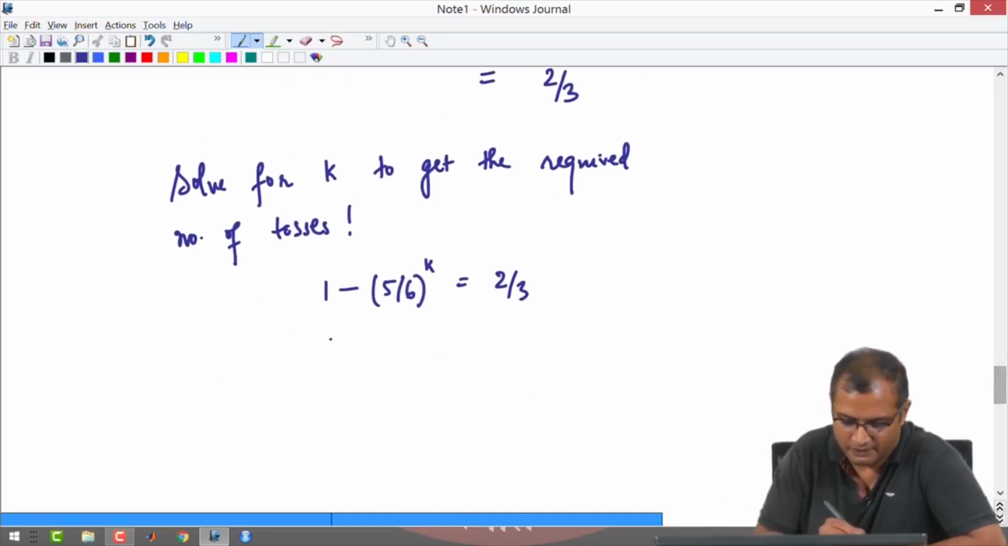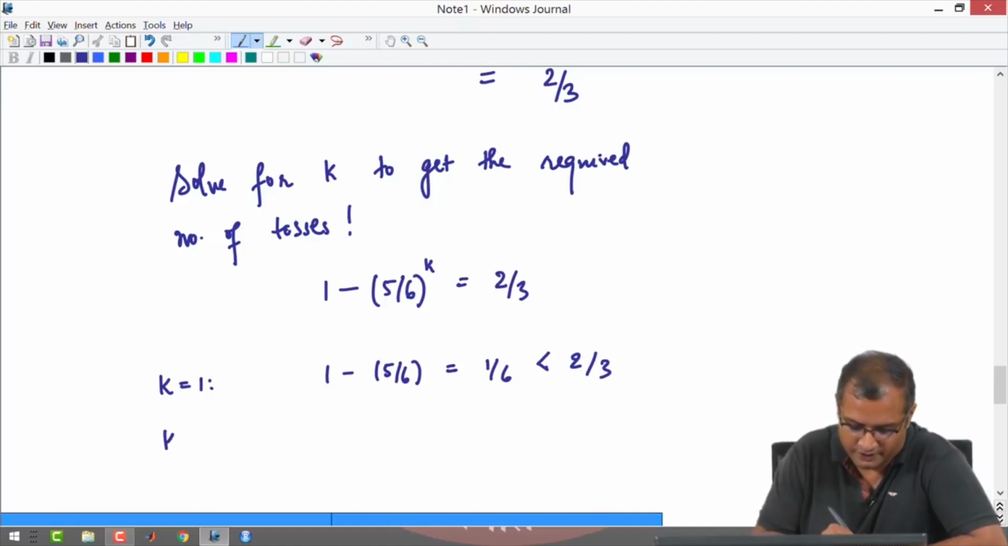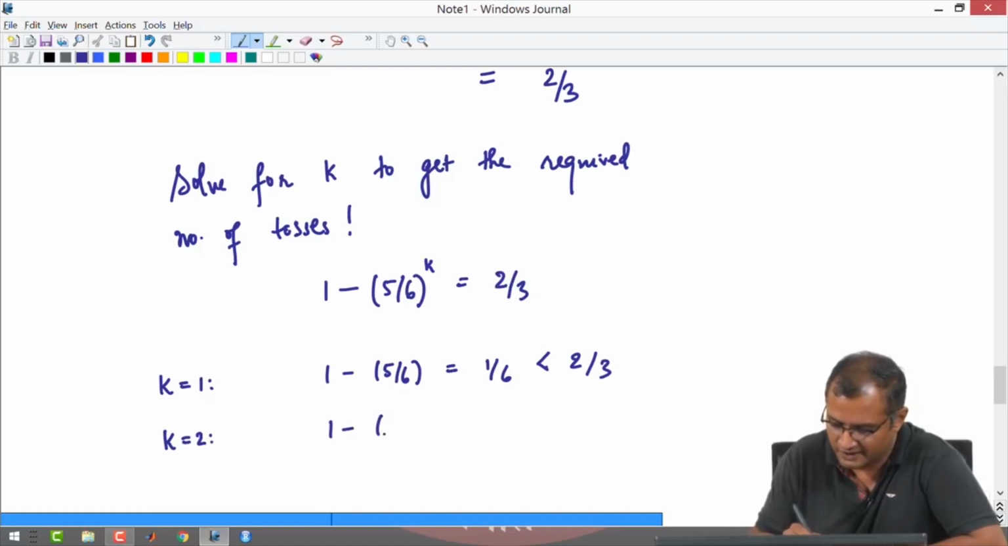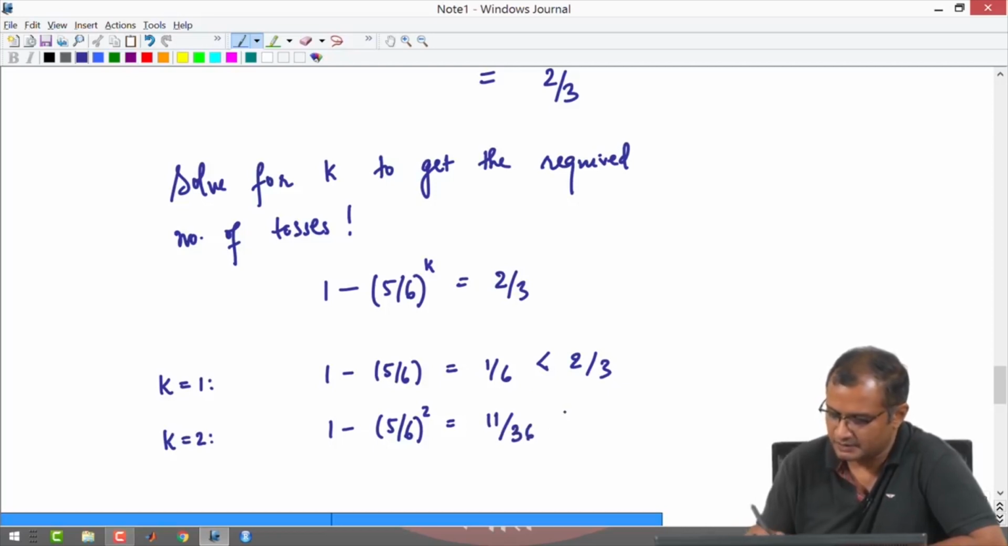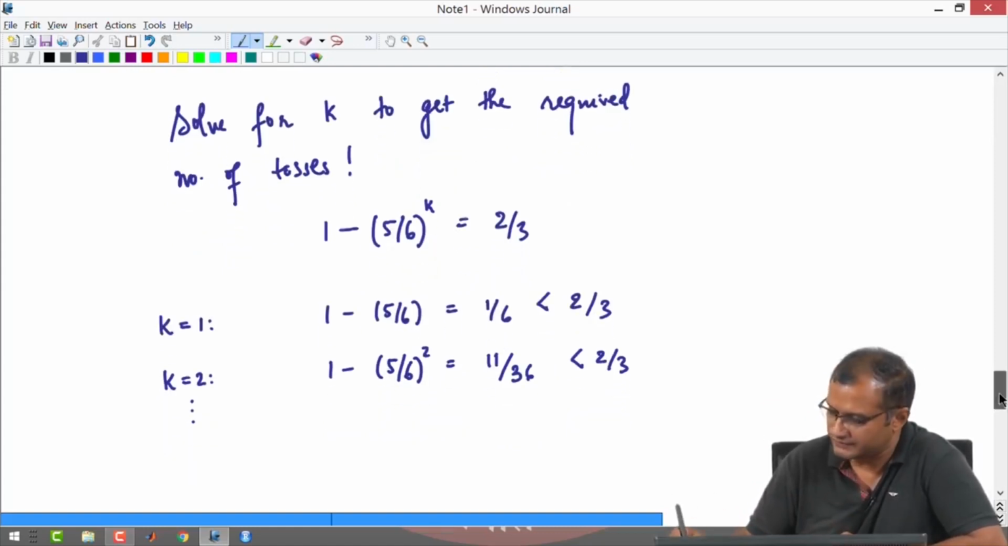and for example, if you take k equals to 1, if you just toss it once, then you can see it is 1 minus 5 by 6 equals to 1 by 6, and this is definitely less than 2 by 3. Okay. So, I do not get the equality for one toss. Now, if you take 2 tosses, you get 1 minus 5 by 6 to the power 2, which is basically 11 by 36. This is also less than 2 by 3. So, this way you keep on sort of increasing k.